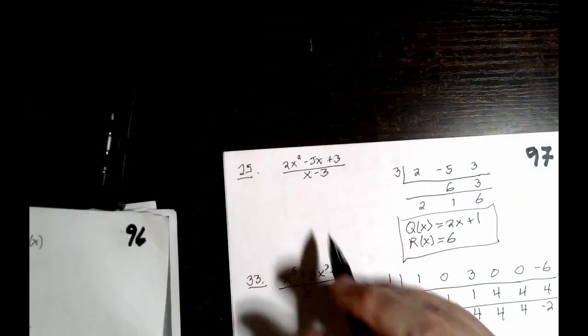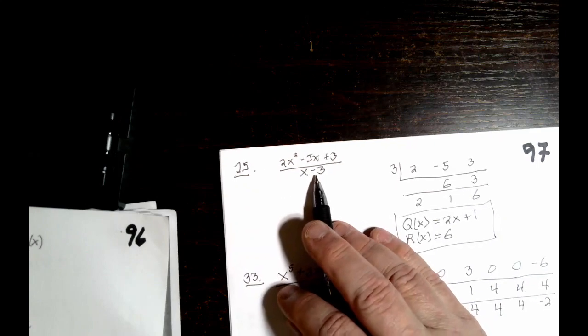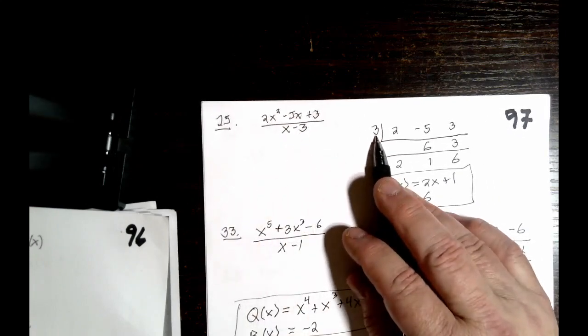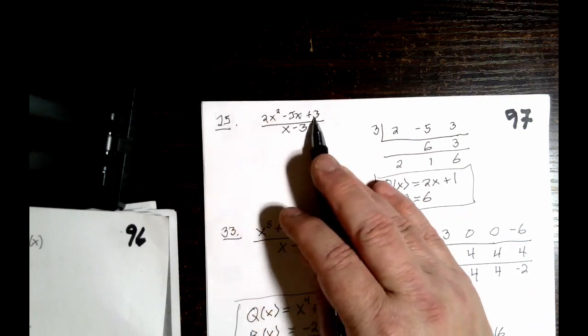Now 25, you're dividing by x minus 3, so now you can do synthetic division with just 3. And you get 2, minus 5, and 3. Okay?